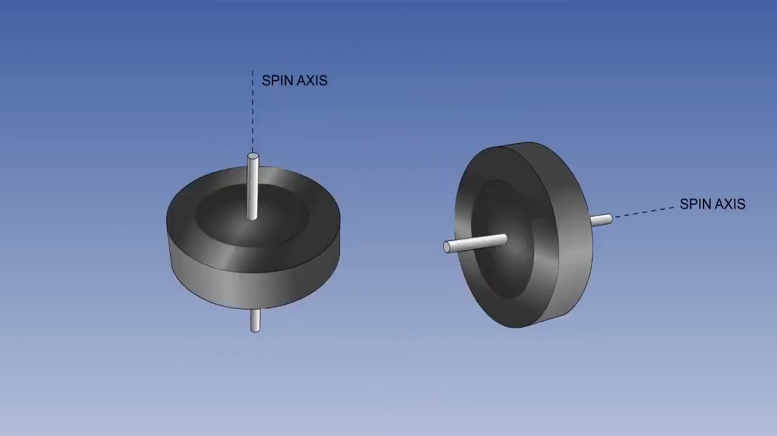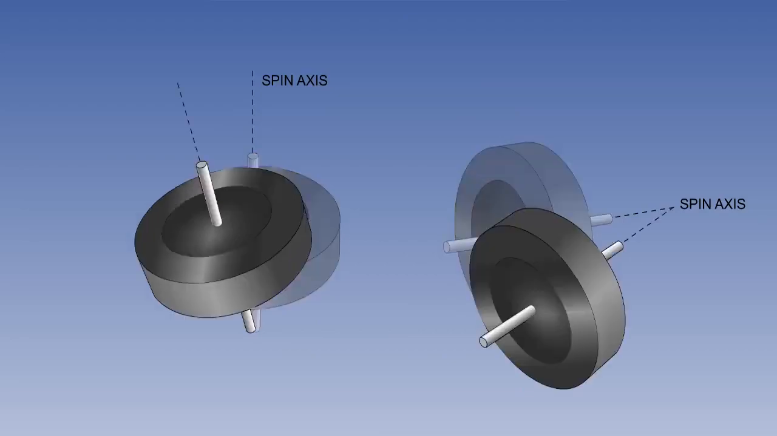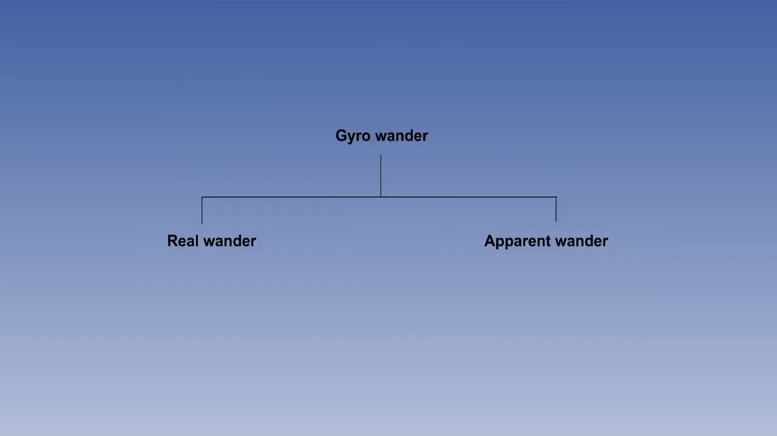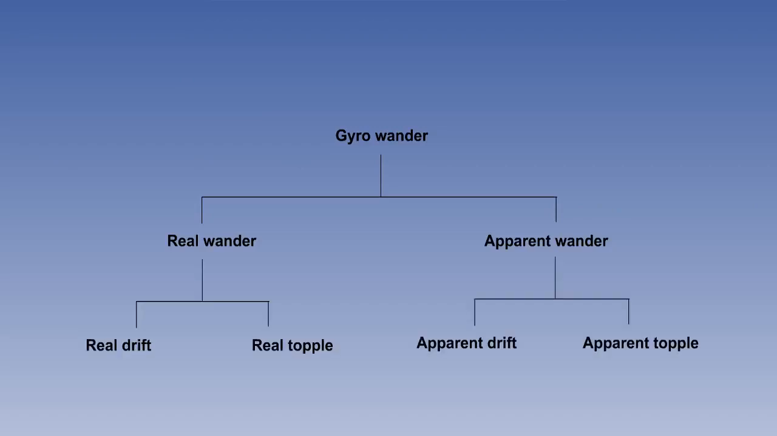Any departure of the gyro spin axis away from its fixed orientation is known as gyro wander. Wander may be either real wander or apparent wander, or a combination of both. And in addition, wander may be further subdivided into categories known as drift or topple. We will look at drift and topple first.